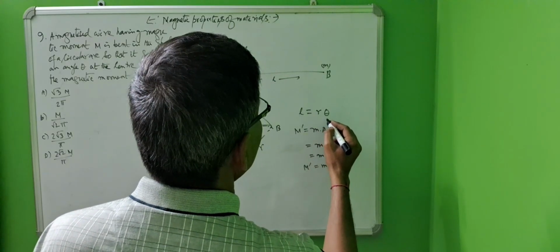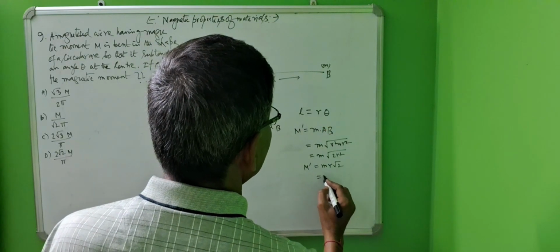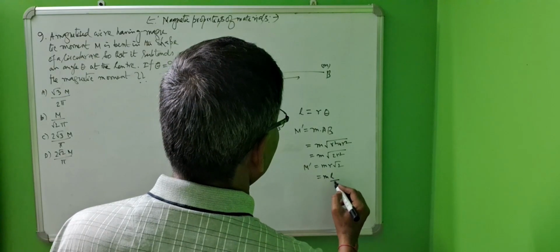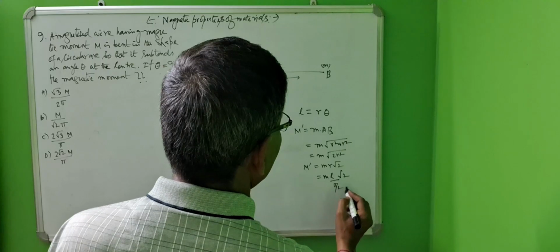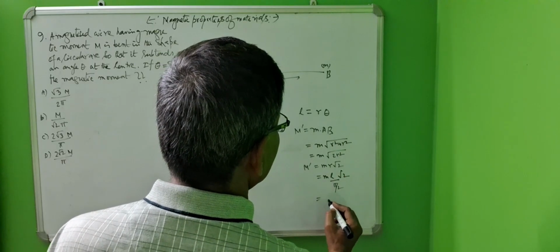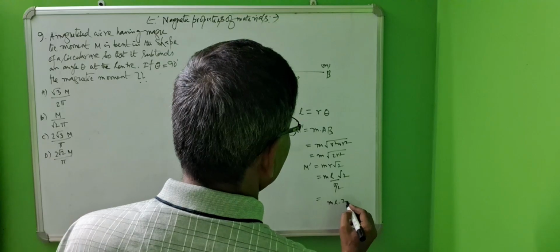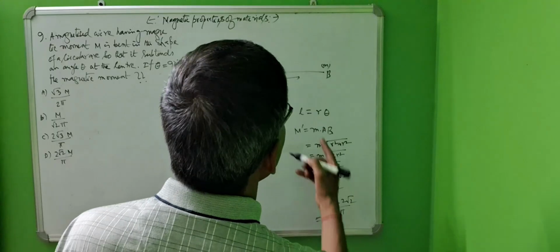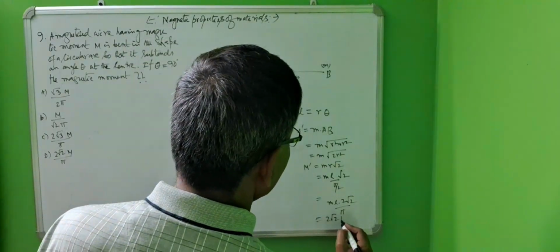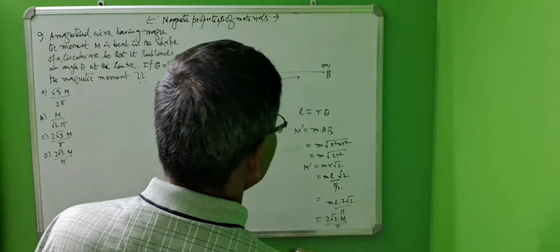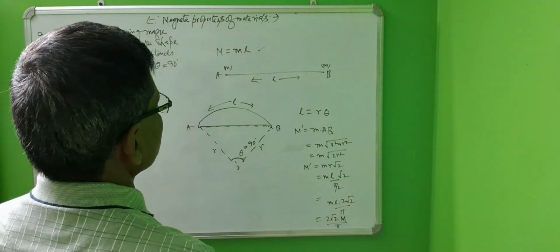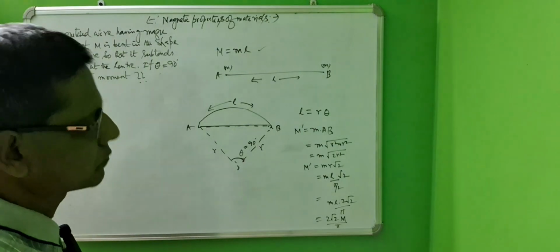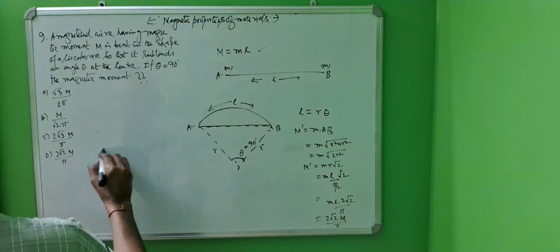Now from this we can write R equals L by theta, and theta equals 90 degrees here. So M L equals twice root 2 M upon pi. So answer D.